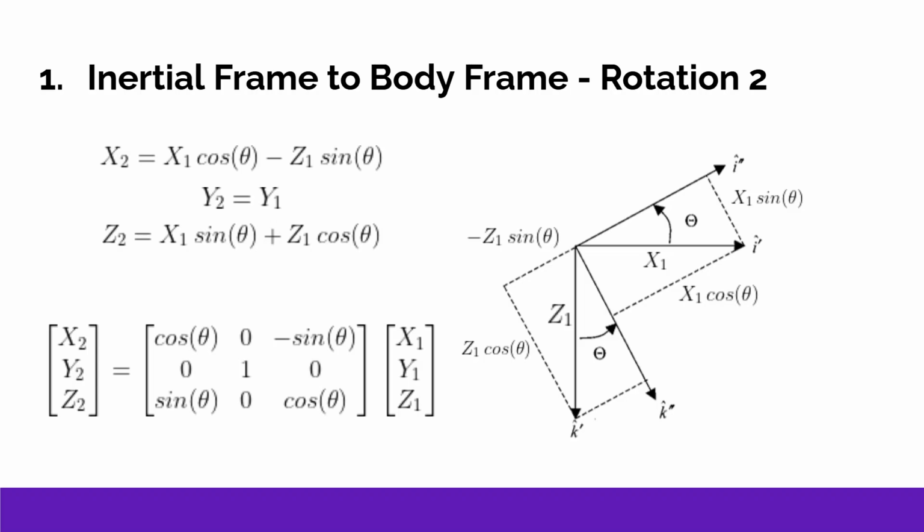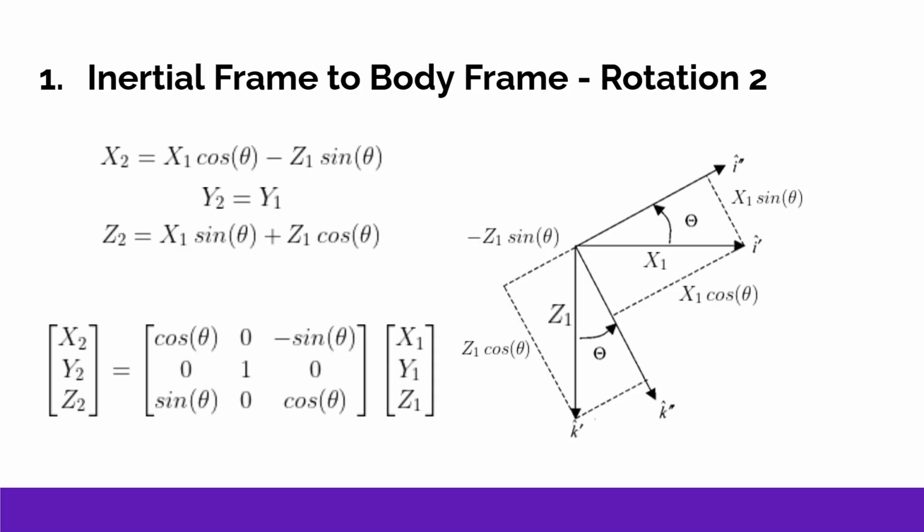The projection of z_1 onto k double prime is going to be z_1 cosine of theta, and because the direction of the projection is going to be in the same direction as positive k double prime, then it is going to be a positive contribution. And finally, the projection of x_1 onto k double prime is going to be x_1 sine of theta, and because the direction of the projection is going to be in the same direction as positive k double prime, it is going to be a positive contribution.